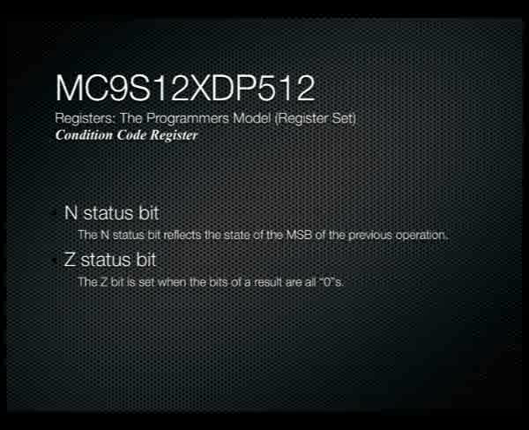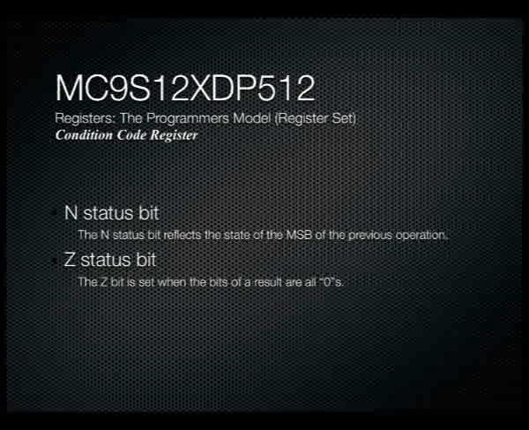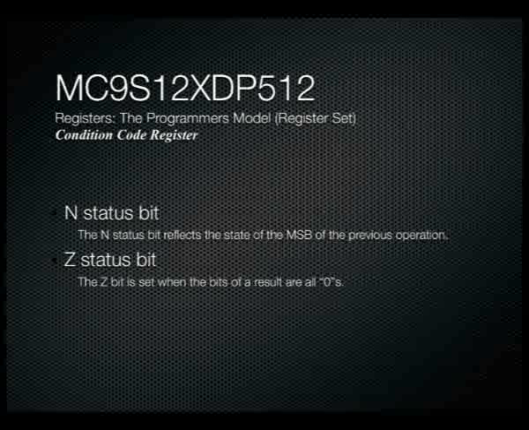The N status bit is set as a result of an operation which produced a negative number. When we looked at 2's complement negative numbers, they will always have the MSB, or most significant bit, set to 1. So if you do an operation and it causes the most significant bit to be 1, then the N status bit will also be set in the condition code register. So this is good for checking to see if the result of an operation produced a negative number. You might want to branch as a result of whether the N bit is set or not.